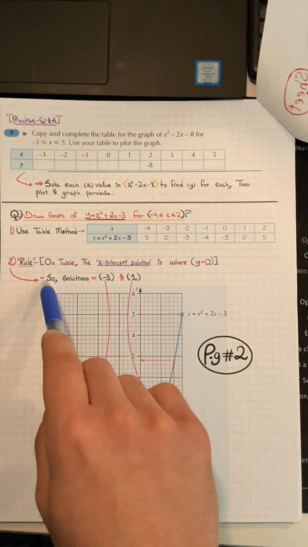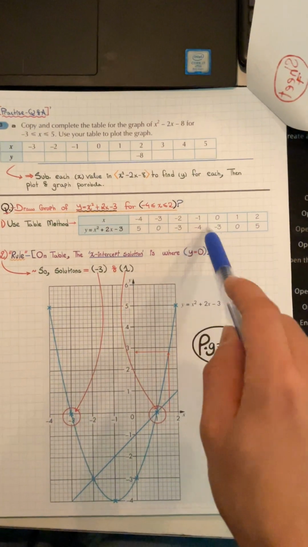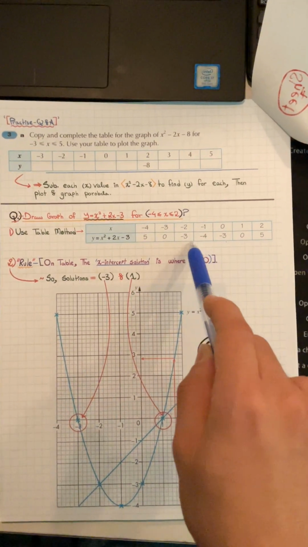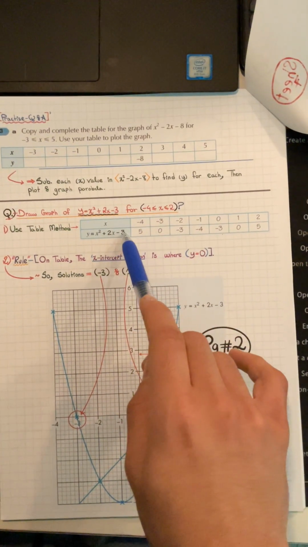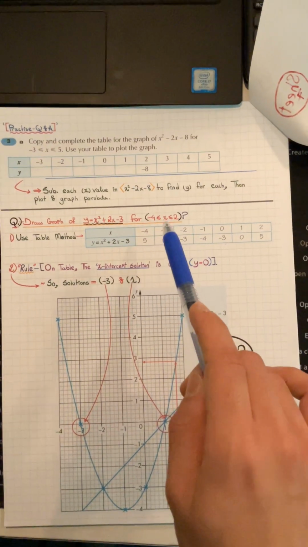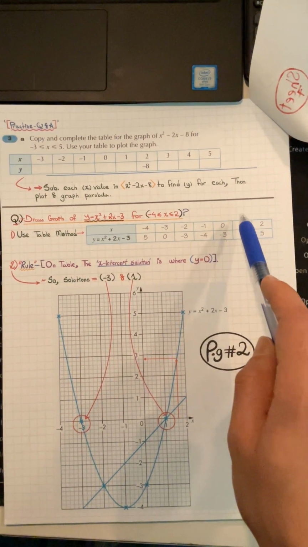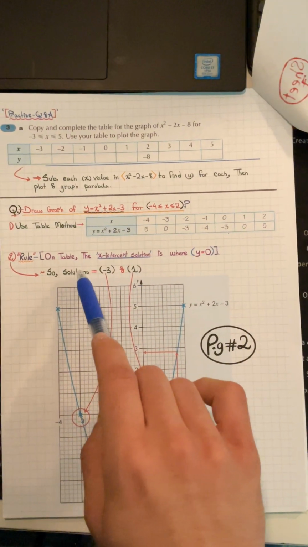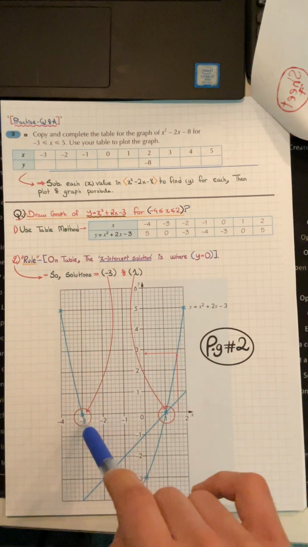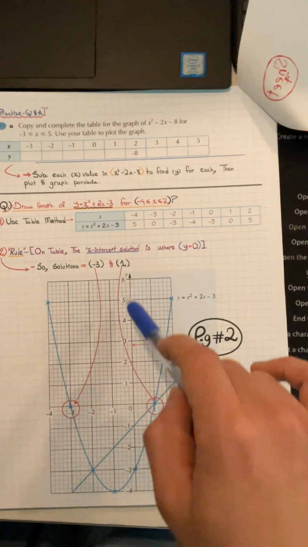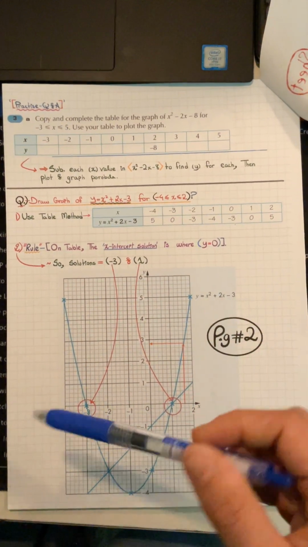Now a rule to remember is that on the table, the x-intercept solution is where y is equal to 0. Where is y 0? Here. So what is the solution? Negative 3. Where is y equal to 0? Here. What is the solution? 1. So the solutions of our equation are negative 3 and 1. It intersects the x-axis at negative 3 and 1. That's how you can check if your table or calculation is done correctly.